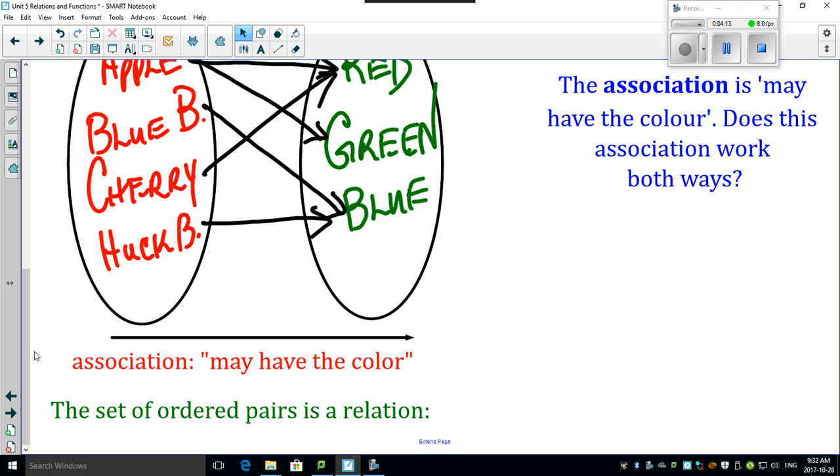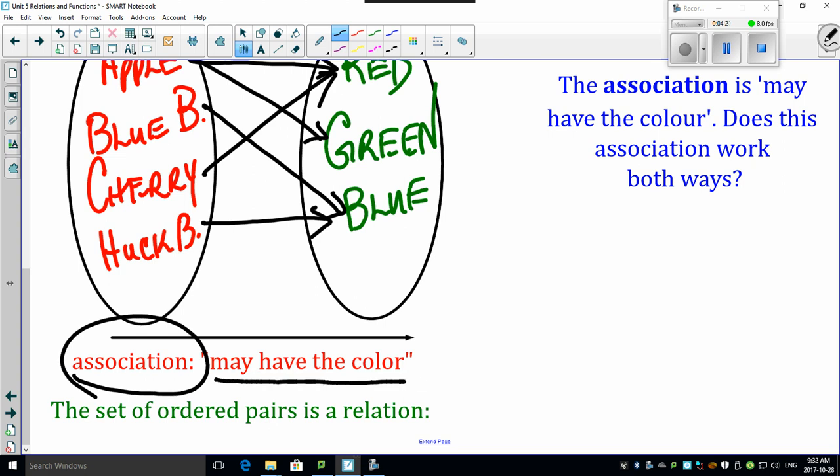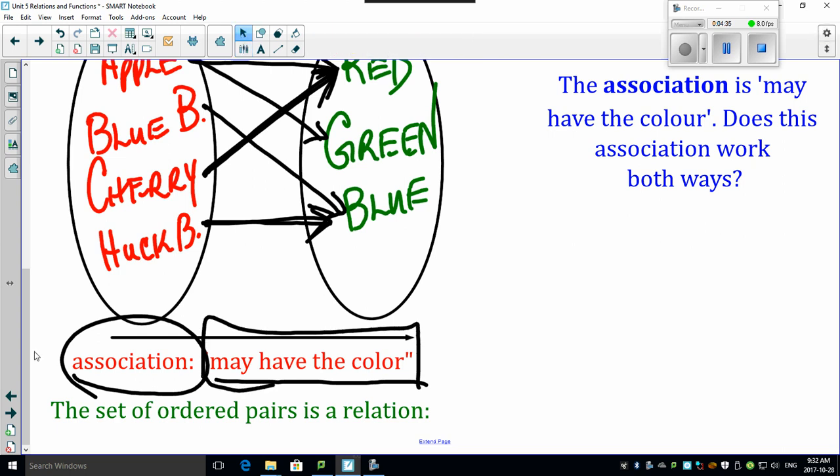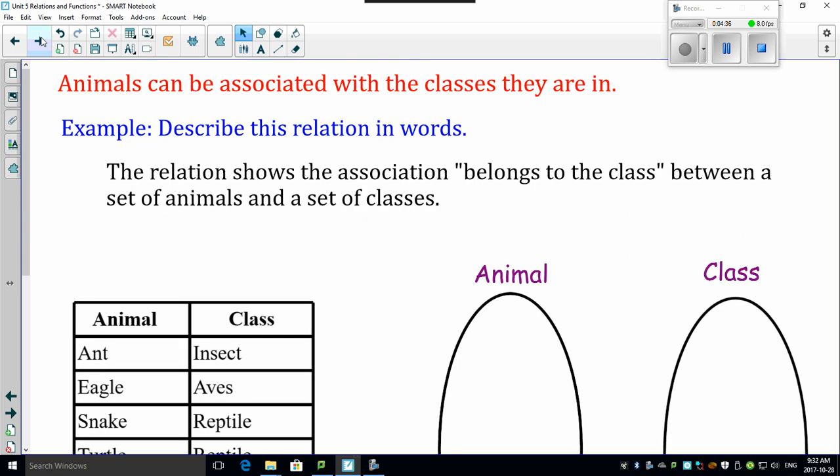So there is what we call an association. And the association, when you're putting the arrow down, you can say something like this. A huckleberry may have the color of blue. A cherry may have the color of red. And that's what you say. You always use kind of like a quotation here describing what the association is. Okay, let's go on to the next one.